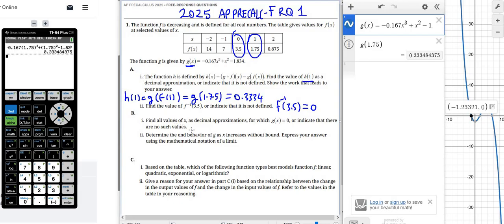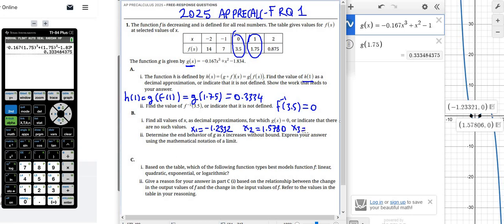So x1 is equal to negative 1.2332. We have 3 x-intercepts. x2 is, go to the second x-intercept, 1.5780, and the last x-intercept, let's get rid of those first two, 5.6431.